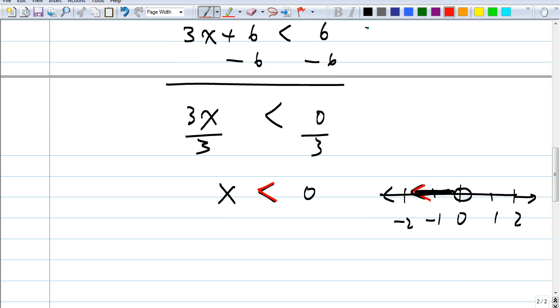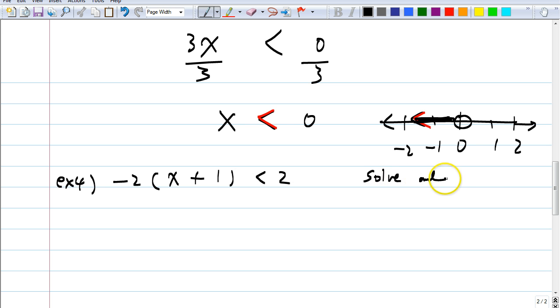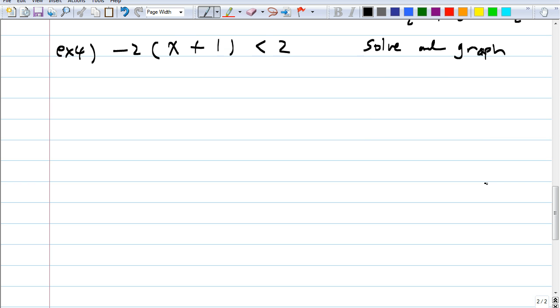All right, let's try. Can you guys just try this yourself then? Why don't you try example 4 yourself? How about if I give you something like this? Negative 2 times x plus 1 less than 2. Can you graph it also? Solve and graph. Go ahead, everybody try. So negative 2 times x plus 1 less than 2.